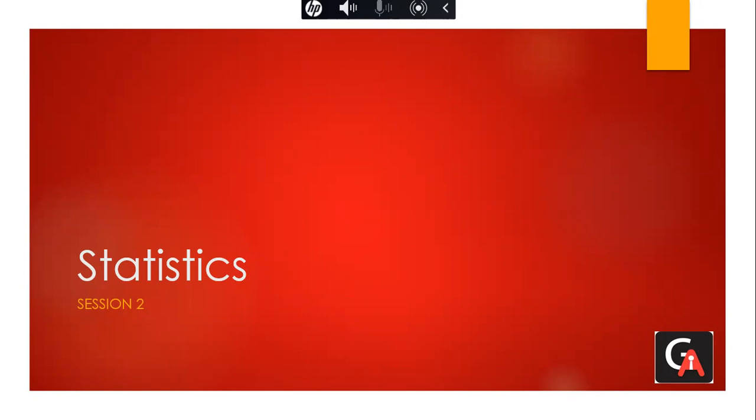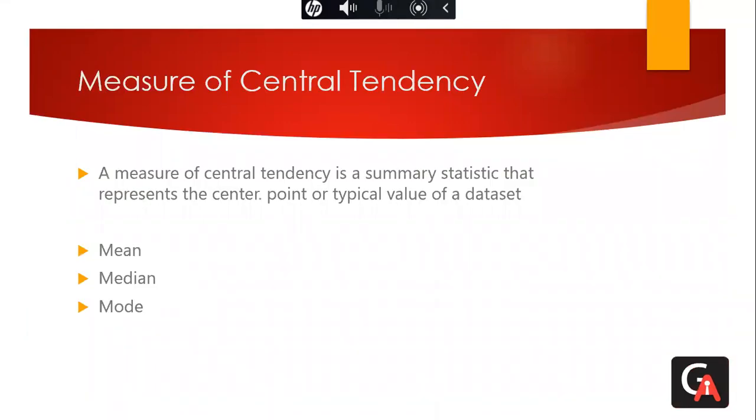If you have not watched the previous video, please go and watch that video first. Then you can continue with this video. So let's continue with today's video. We are going to talk about the measure of central tendency. So measure of central tendency is nothing but the mean, median, and mode that is going to represent some center point in our data set.